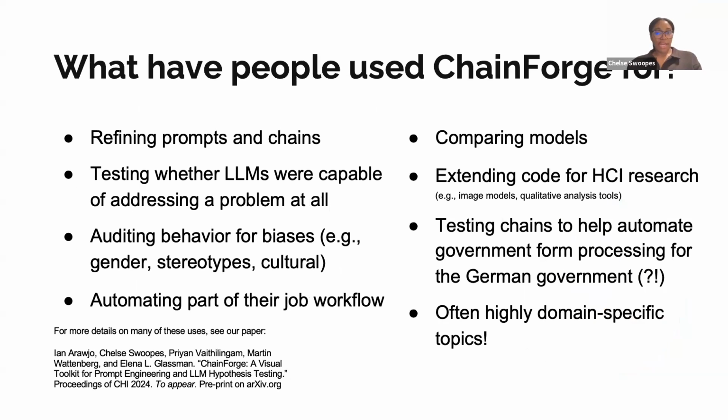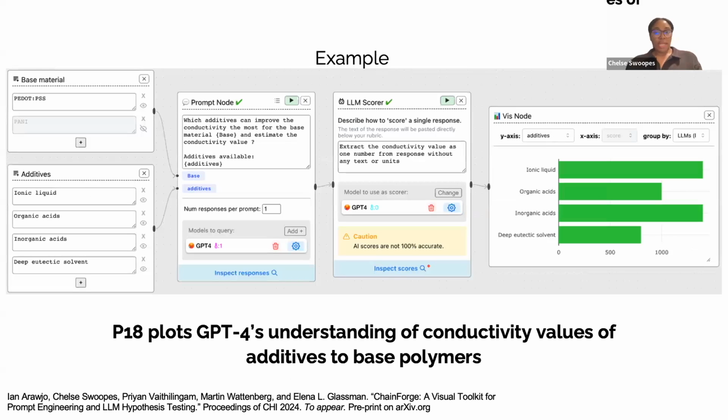Through these studies, we found that people use ChainForge for a wide range of tasks, such as refining prompts and chains, comparing various models, testing whether LLMs are capable of addressing a problem at all, auditing task or model behavior for biases, and even automating parts of their job workflow or their government's form processing. Participants often brought in very domain-specific topics. For example, here we have shown a workflow from a material design student who used ChainForge to check GPT-4's understanding of conductivity values of additives to polymers.